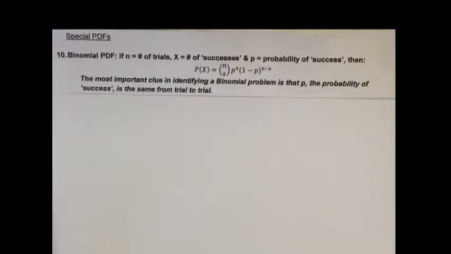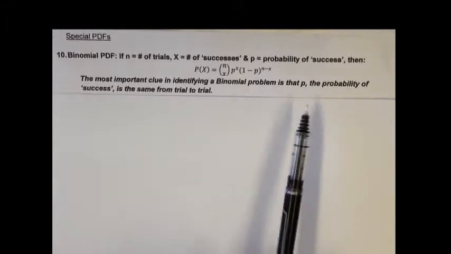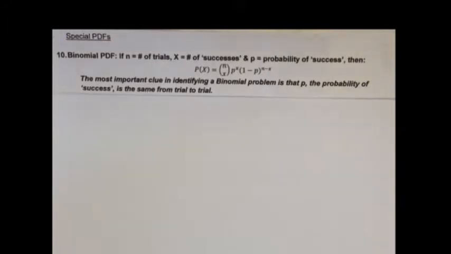Now, when do you use binomial? I would say the most important clue in knowing when to use binomial is whether or not the probability of success is the same from trial to trial. If it is, then you're going to be able to do this as a binomial problem.